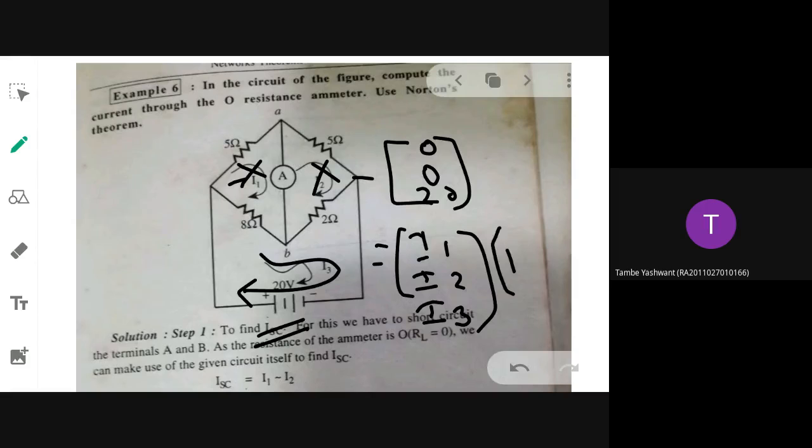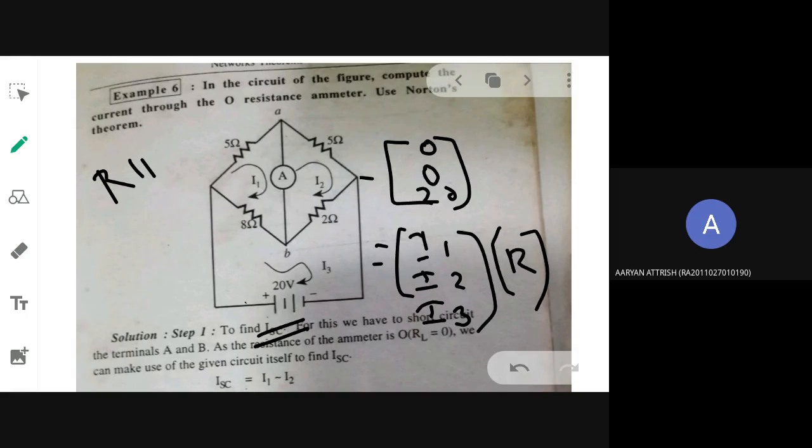Here you need to write the R matrix. Will it be a 3 cross 3 matrix or 2 cross 2? 3 cross 3. Okay, so what will be R11? That is the sum of the resistances present in the first mesh. So what is the sum? 13 ohm: 5 ohm plus 8 ohm. So R11 is 13.